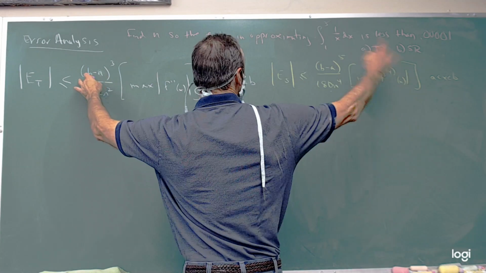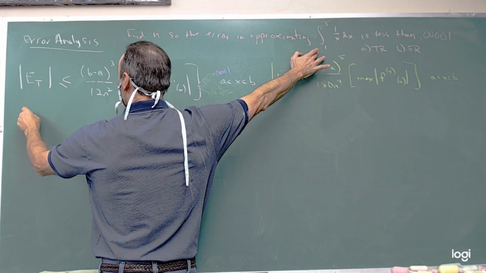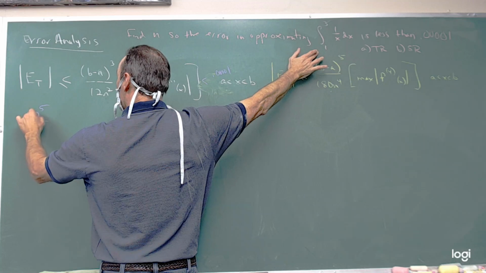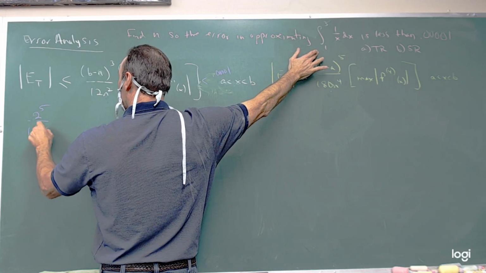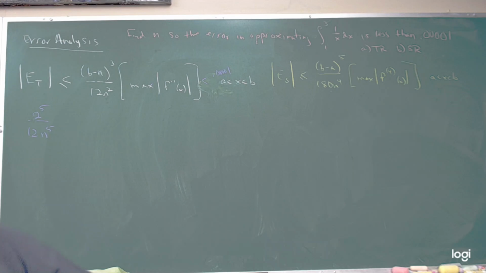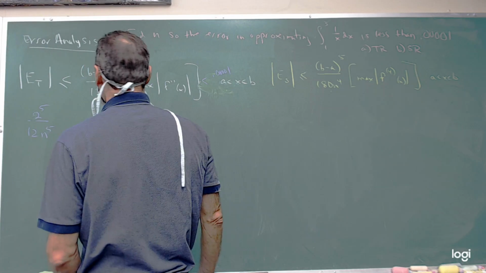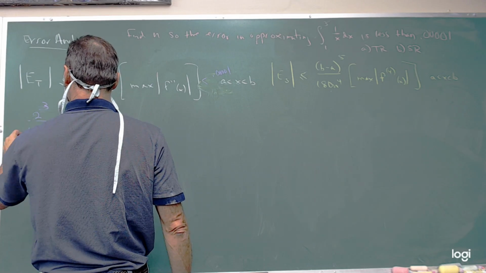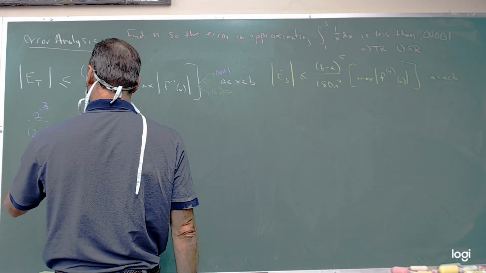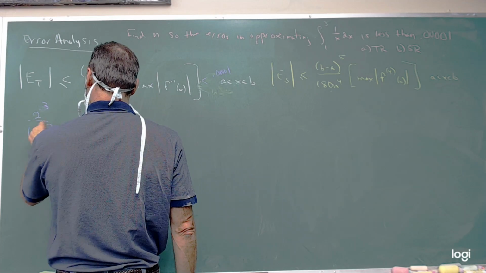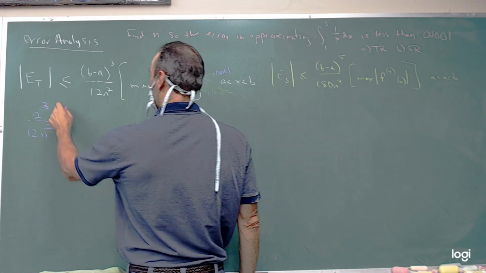So what is our B minus A? 2. So that's 2 to the 5th over 12. Wait, are you starting with, is this the trapezoidal rule? This is the trapezoidal rule. Yep. Shouldn't it be 2 to the 3rd? 2 to the 3rd. That's right. So our error is going to be 2 to the 3rd over 12n squared. Struggling here, right off the gate.